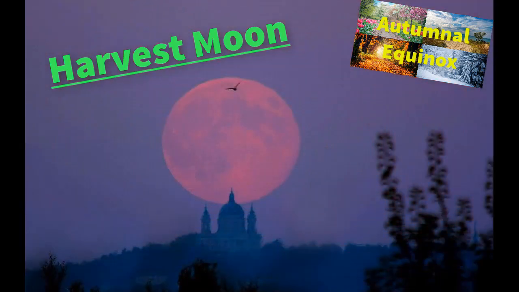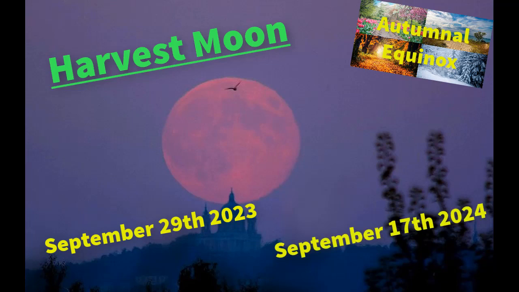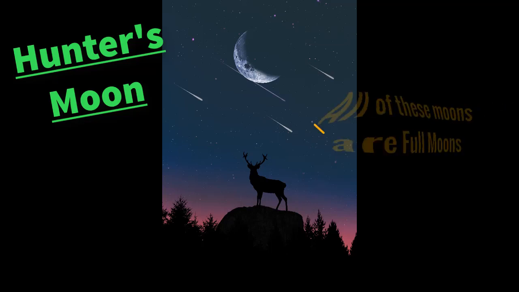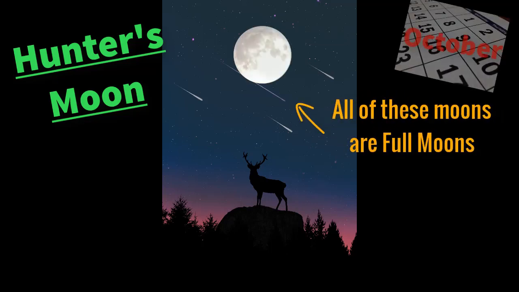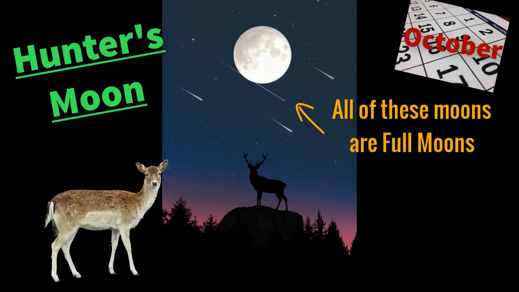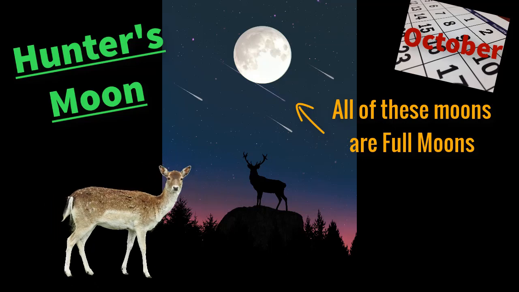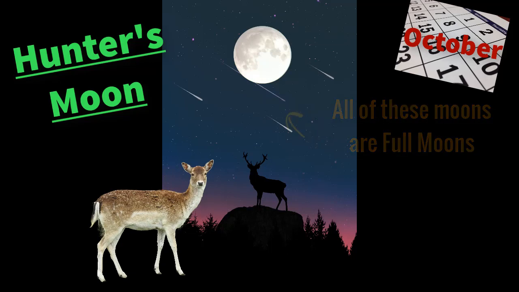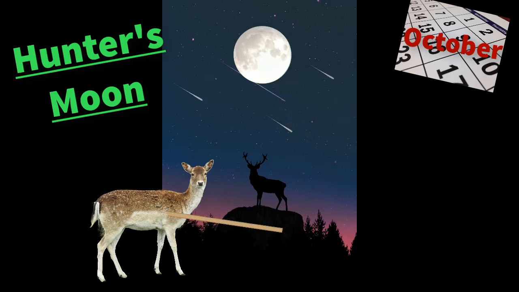The one last year was on September 29th, a little while ago, and this year it is going to be on September 17th. Now on to hunter's moons. Hunter's moons are the full moons following the harvest moon. They are called so because they traditionally provide additional moonlight for hunters to pursue game even after sunset, and for the most part this is only for humans.